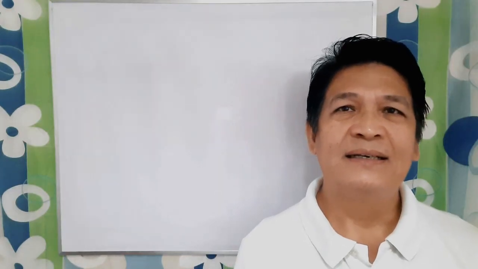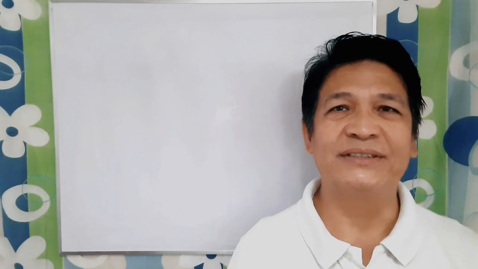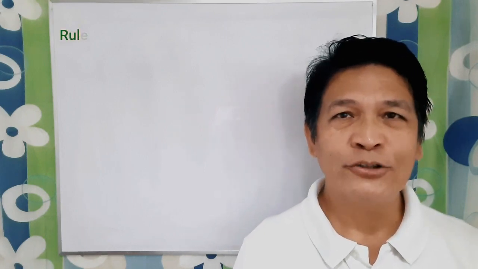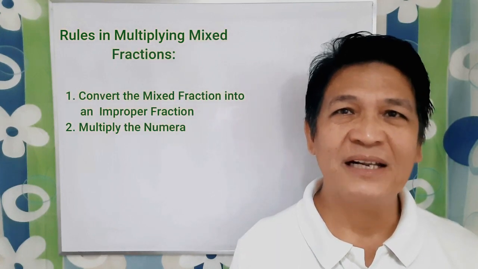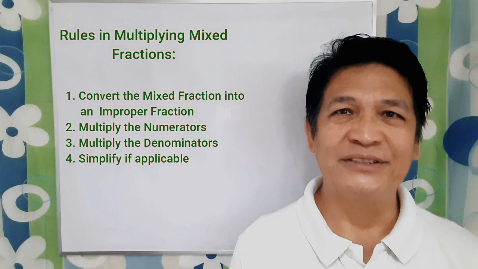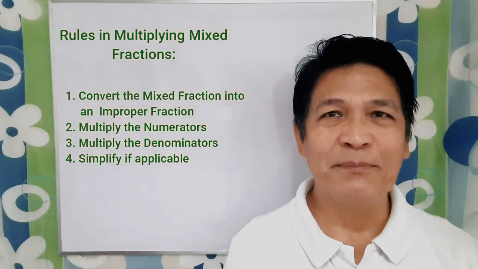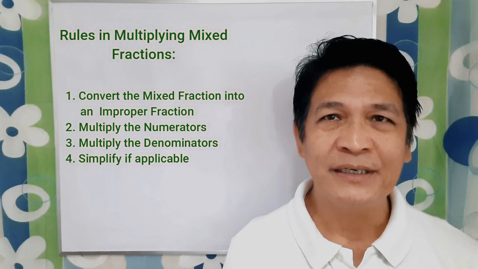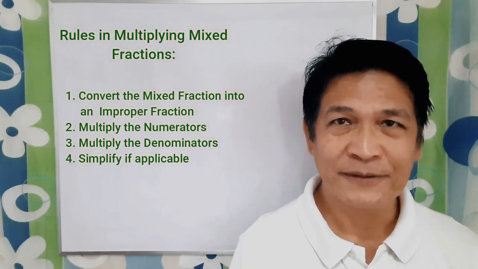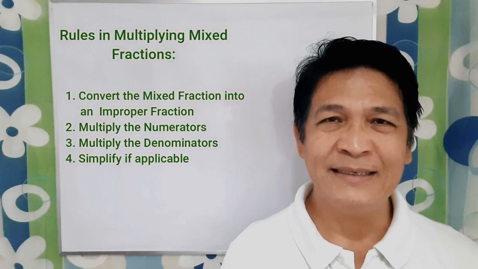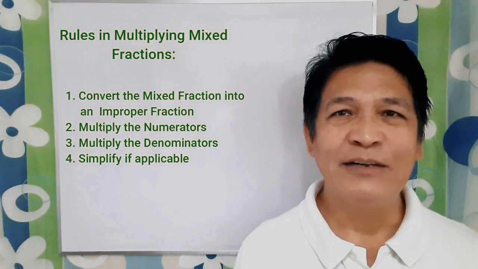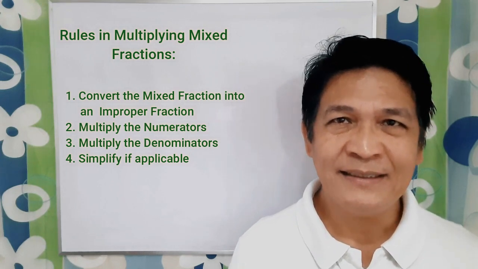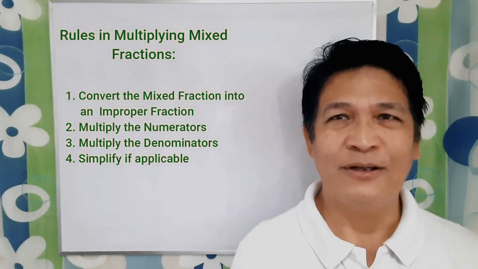Now let's take the multiplication of mixed fractions. But first we will discuss the rules on how to multiply mixed fractions. Rule number 1 is convert your mixed fractions into improper fractions. Okay? This can be done by multiplying the denominator and the whole number plus the numerator. Rule number 2, we apply the rules in the multiplication of simple fractions. We multiply the numerators and then we multiply the denominators and then simplify if it is possible.